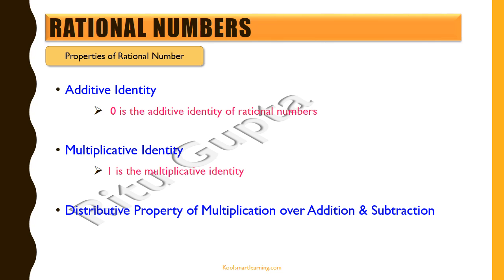Now let's talk about the distributive property of multiplication over addition and subtraction, which means a multiplied by within brackets b plus c is equal to a multiplied by b plus a multiplied by c, and for subtraction it becomes a multiplied by b minus c is equal to a multiplied by b minus a multiplied by c, and rational numbers hold this property true.